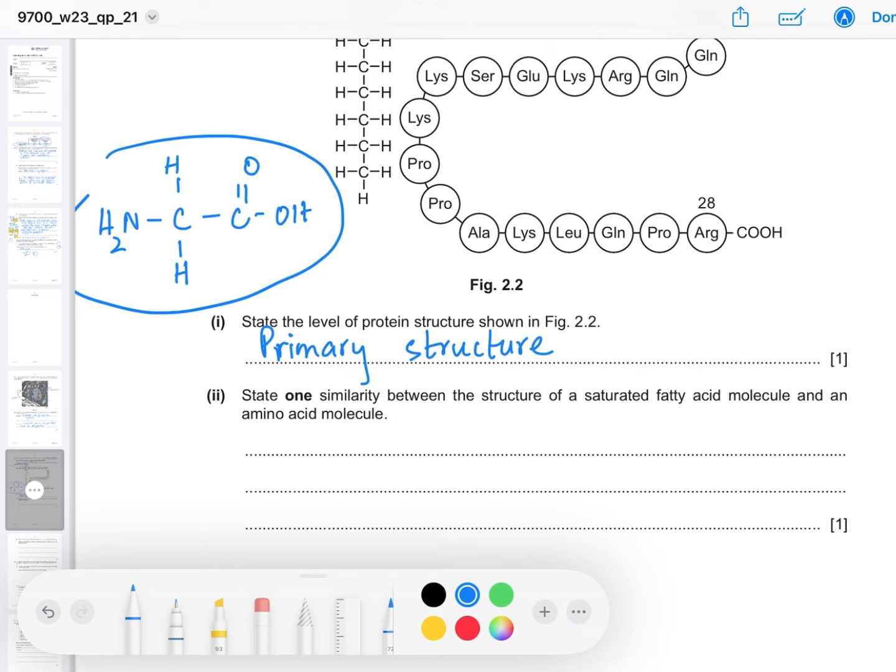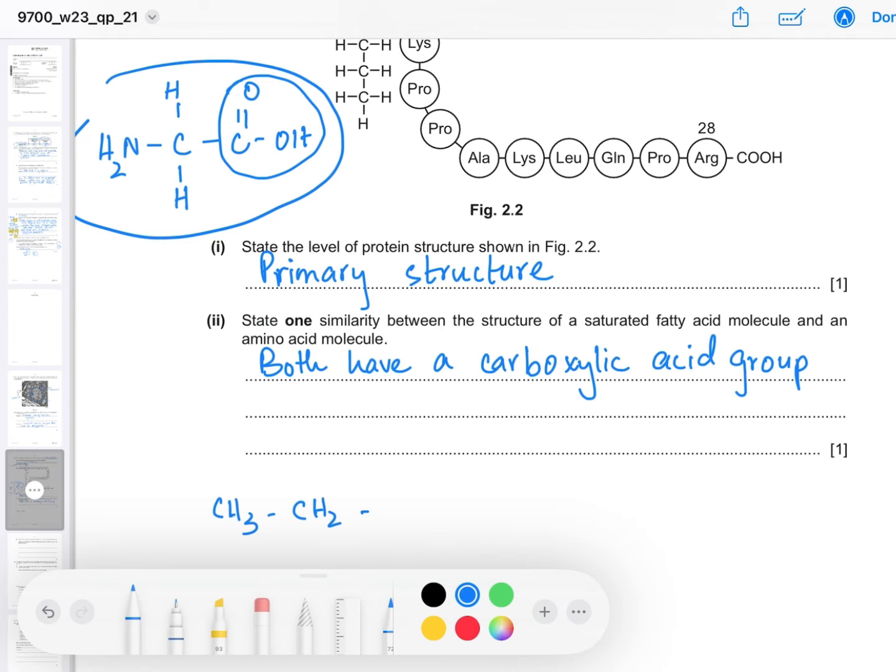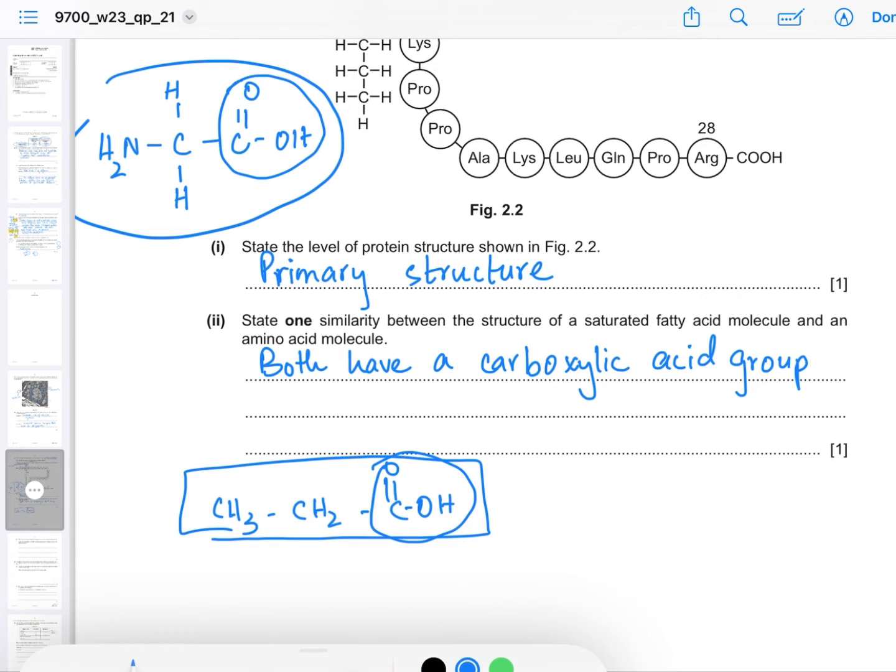Now you're supposed to spot the similarity between this structure and a saturated fatty acid molecule. Well, both of them would have the carboxylic acid group, so that's your similarity. This one over here is propanoic acid, which is a saturated fatty acid. So here you can also see the carboxylic acid group.